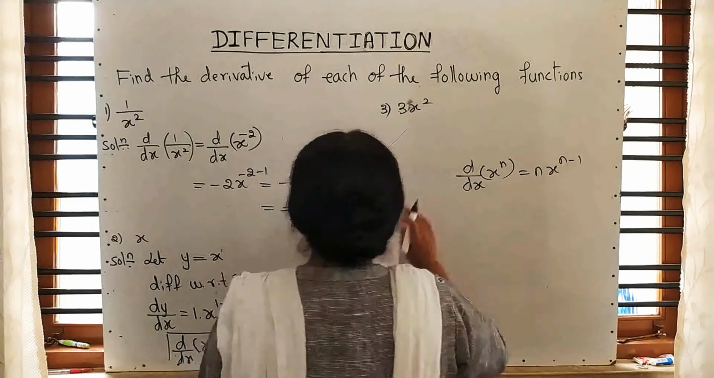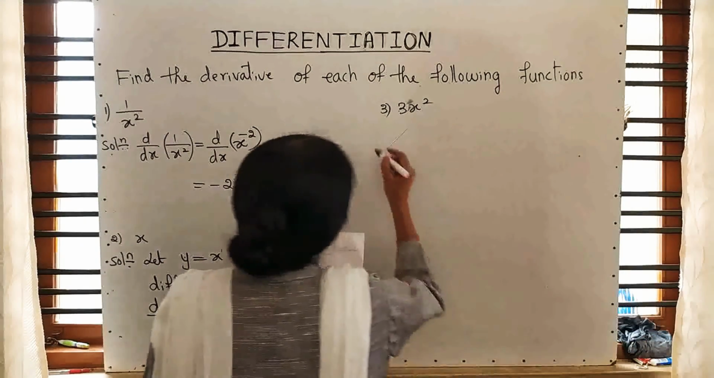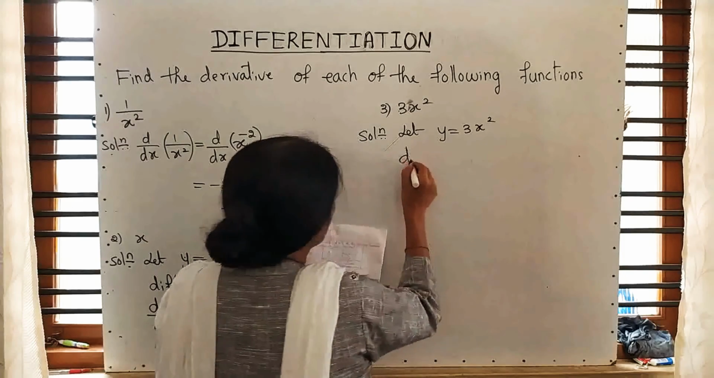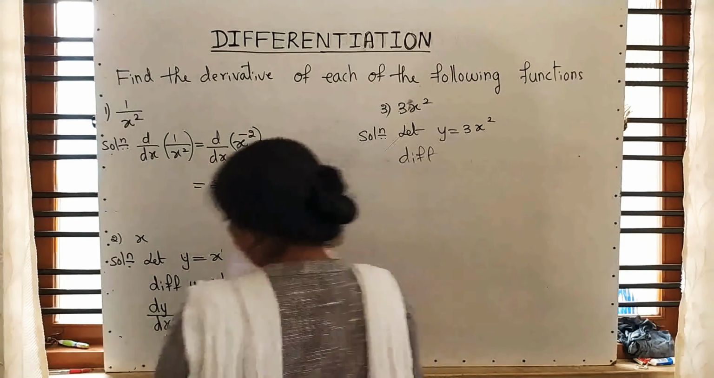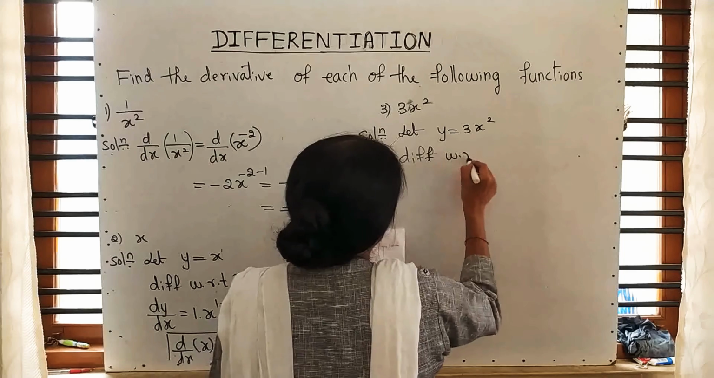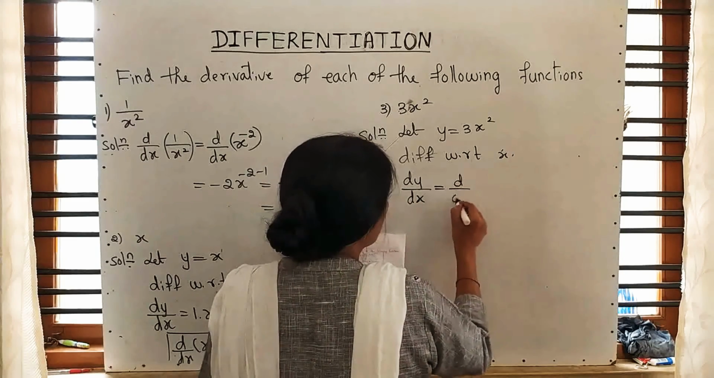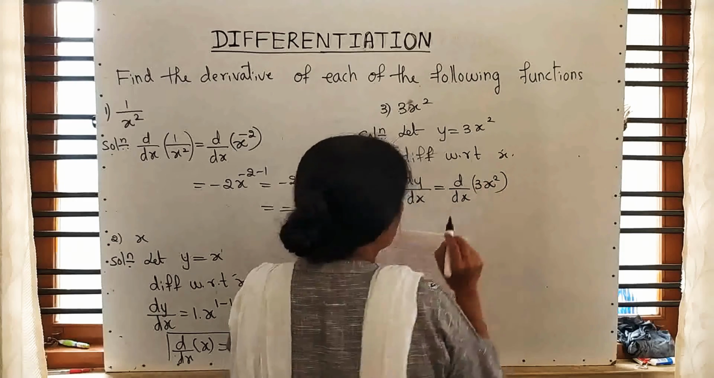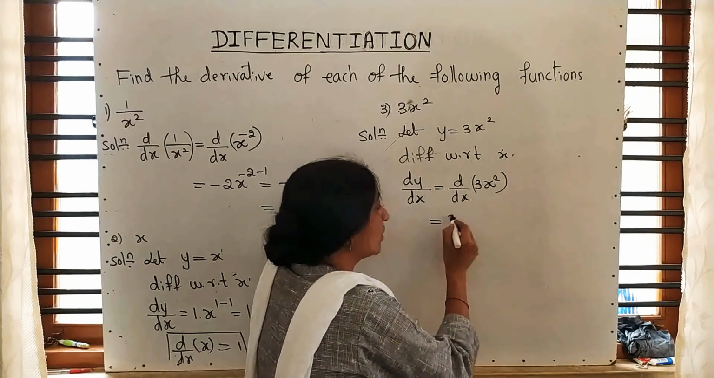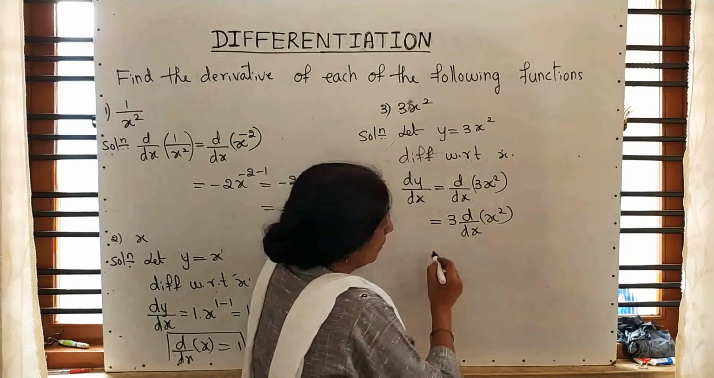3 into x square. As I told you, everywhere now I am writing it as y. Let y is equal to 3x square. Differentiating with respect to x, what will you get? Dy upon dx is equal to d upon dx of 3x square. In between the numbers, what is there? Multiplication. And 3 is a constant. Then what will you write? You will write 3 as it is. We have to differentiate x square. Understood?